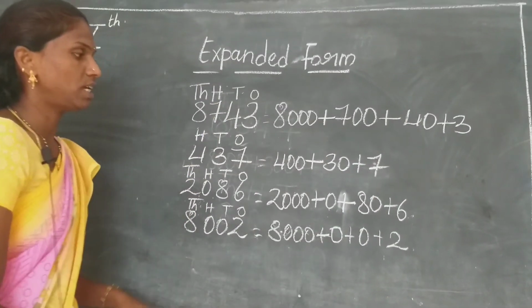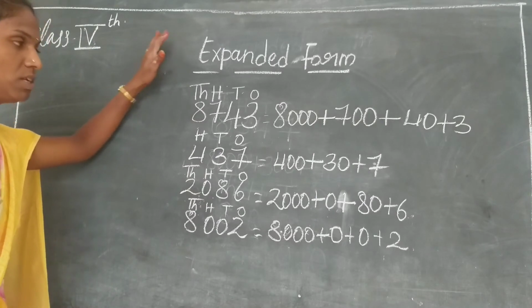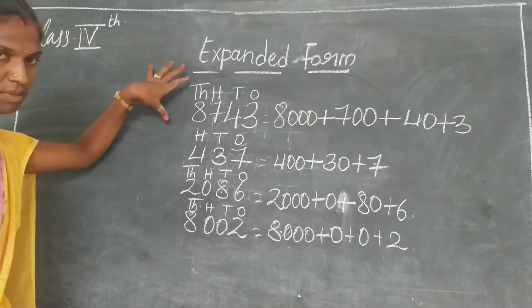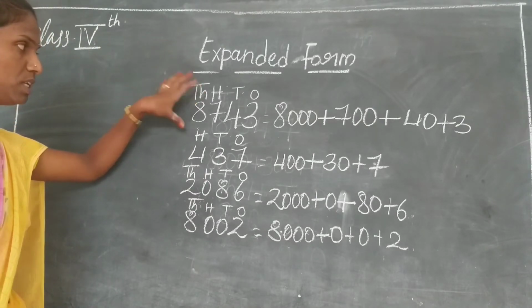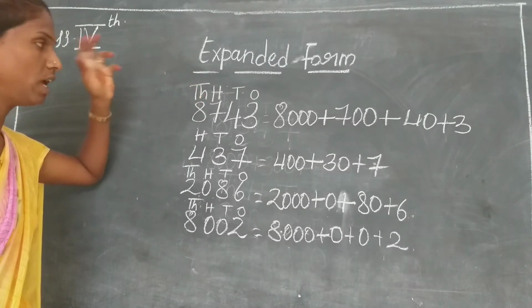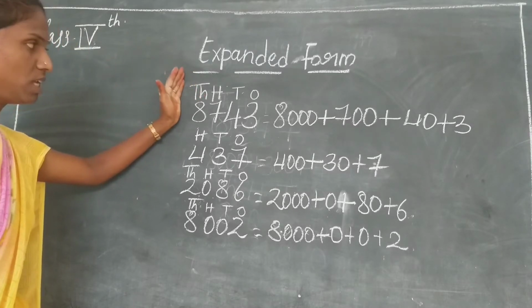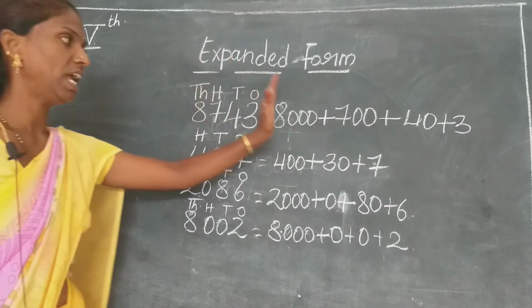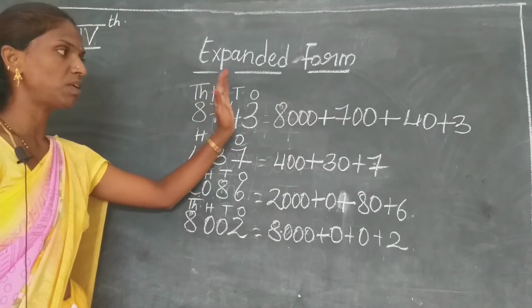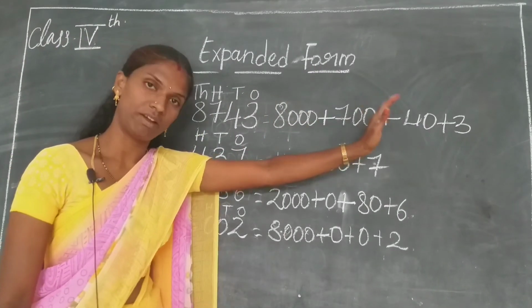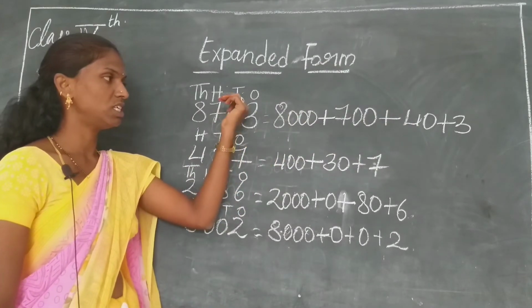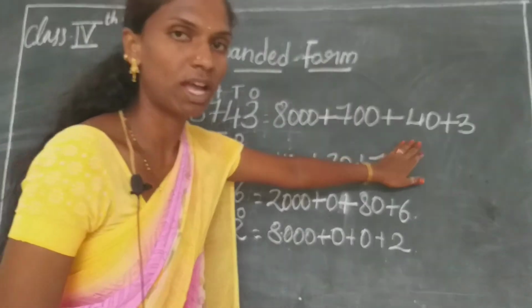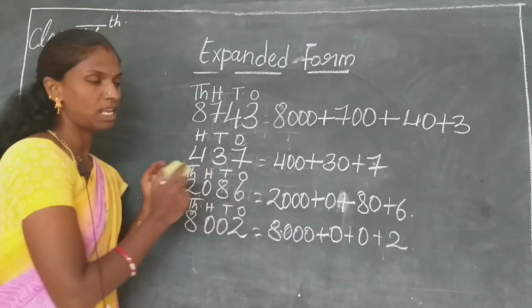Okay, did you understand the expanded form of these numbers? We are just elaborating the numbers. We are expanding the numbers. If it is 8000, we have to write 8 in the thousands place, we are expanding 8. 7 is in the hundreds place, we are expanding 7 as 700. 4 is in the tens place, we are expanding 4 as 40.